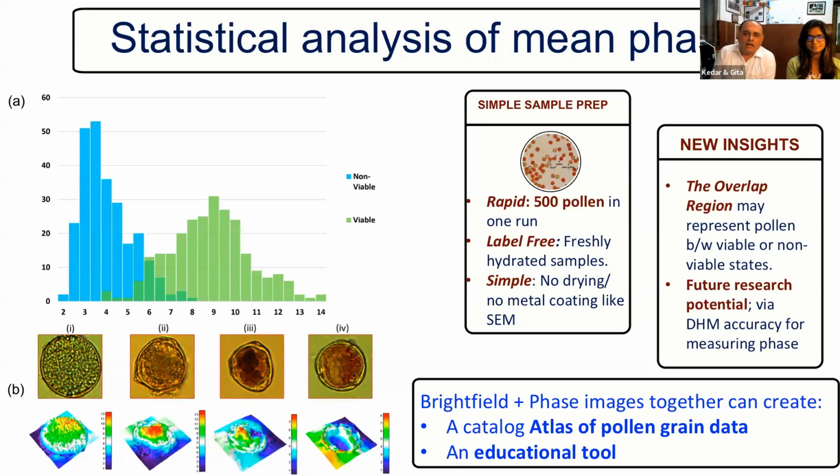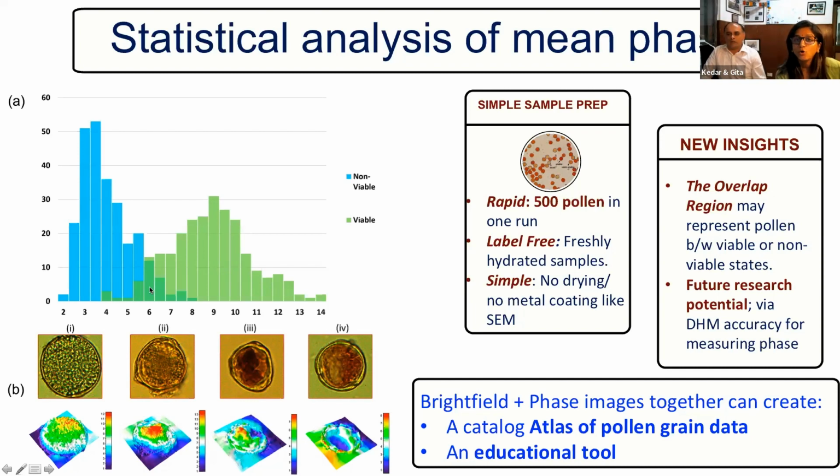We were able to image about 500 pollen in one run, because really there is no sample preparation. These are freshly prepared samples right out of the plants, in fresh water, and no real processing is required. Also, unlike something like SEM, no drying or metal coating is required, no staining is required, so we can directly see these pollen. If you look at their mean phase values, you can see that these are the non-viable pollen and these are the viable pollen. The viable pollen show larger mean phase values. And you can see that there is some overlap here.